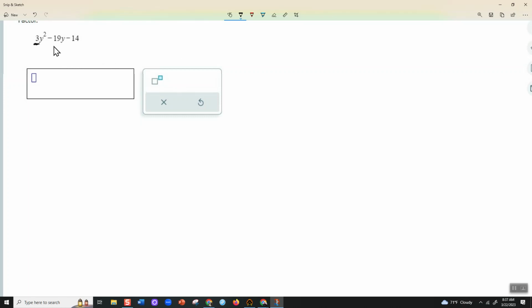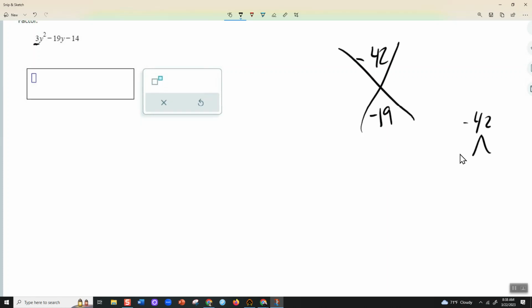Okay, so we're going to do 3 times negative 14, which is negative 42. So 3 times negative 14 is negative 42, and we have to find the factors of negative 42 that add up to negative 19. This is especially tricky because these numbers are big. But we just got to list all the factors of 42. Negative 42, that is. So one number has to be negative for it to be a negative 42.